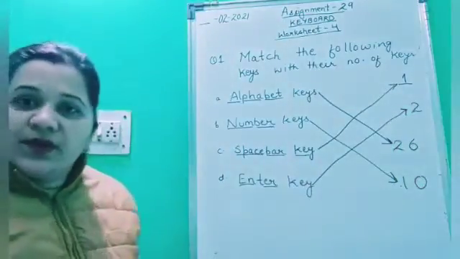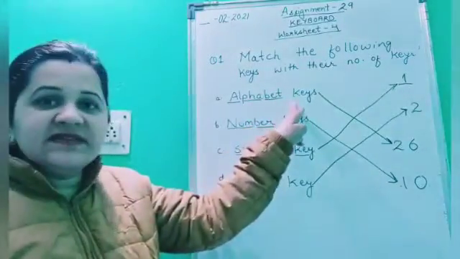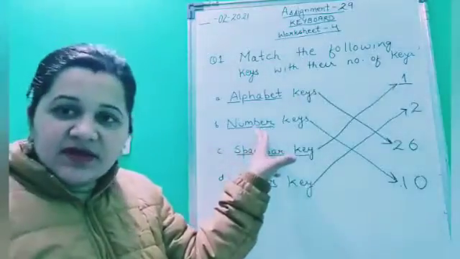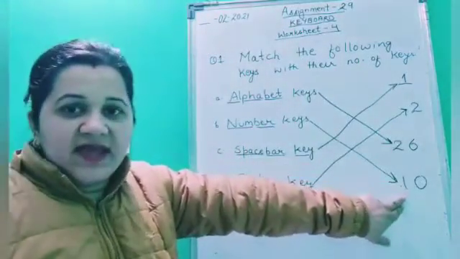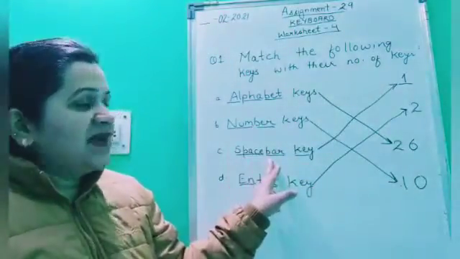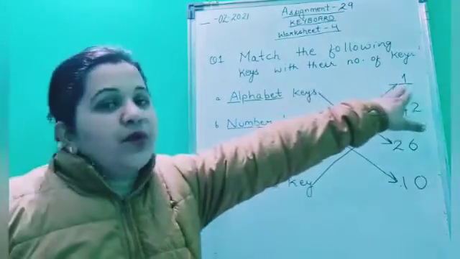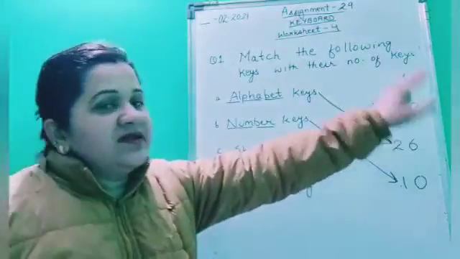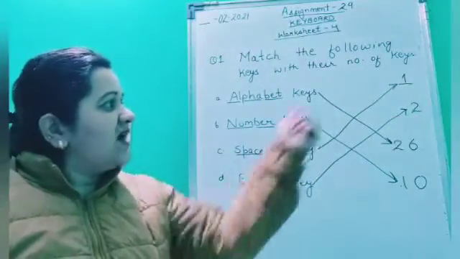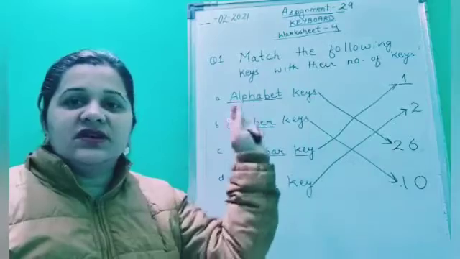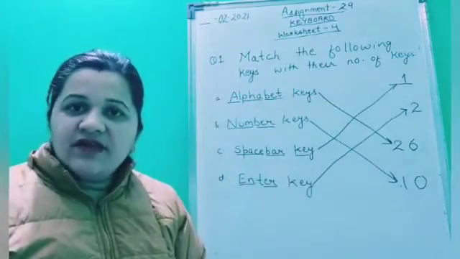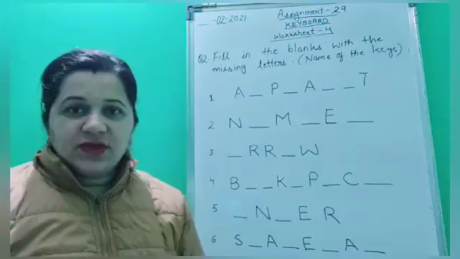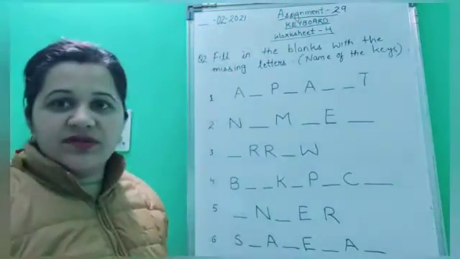Okay children, how many alphabet keys are there? 26. How many number keys are there? 10. How many space bar keys? One only. And how many enter keys? Two enter keys. Okay, so this is how you have to match the keys with their number of keys present on the keyboard. Very good, children. So here comes our next question. Question number 2.